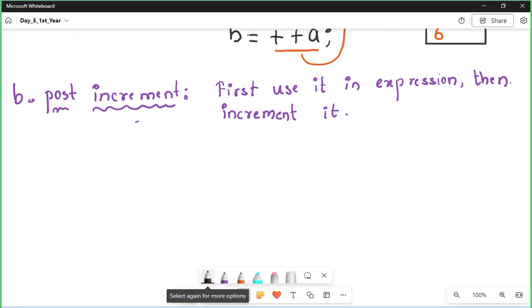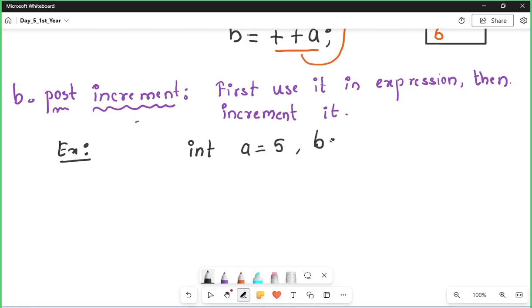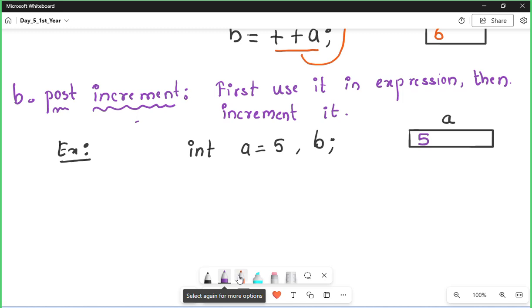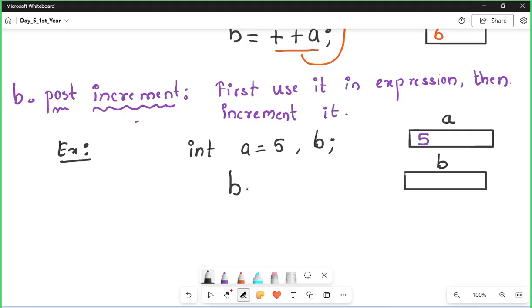Okay. So let us take an example and understand this post increment. Generally we will write the increment symbol after the variable. So initially let's take a is equal to 5 and another variable b. The initial value of a is 5. Now post increment is written b is equal to a plus plus.